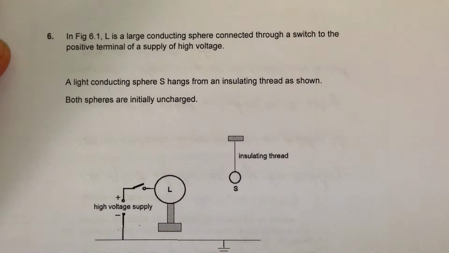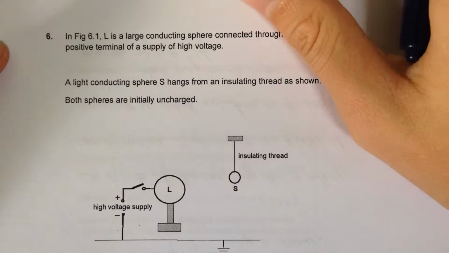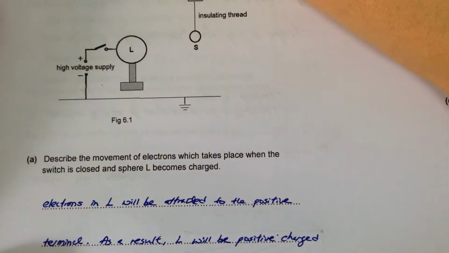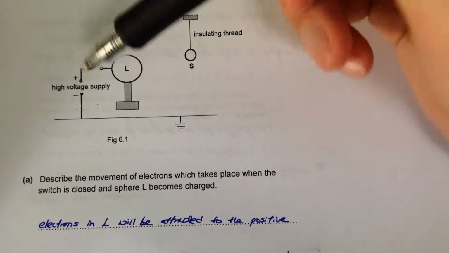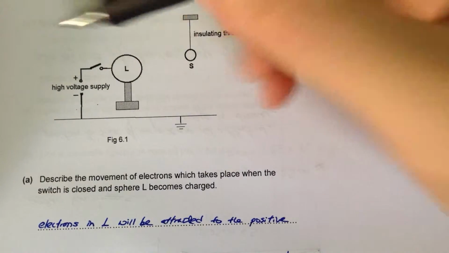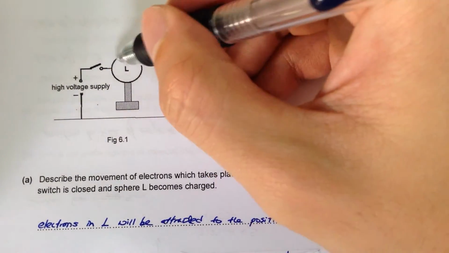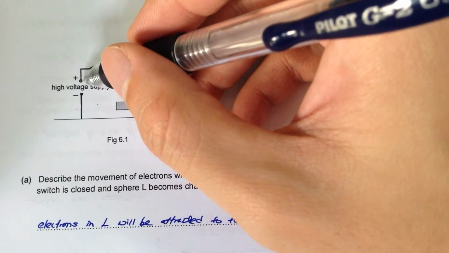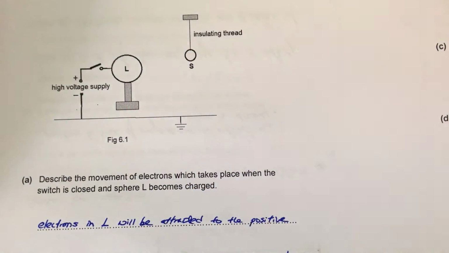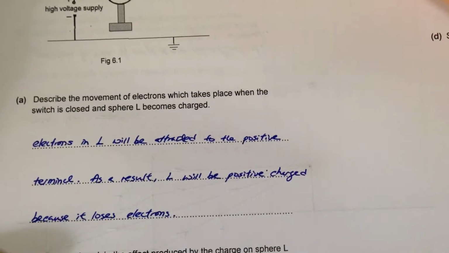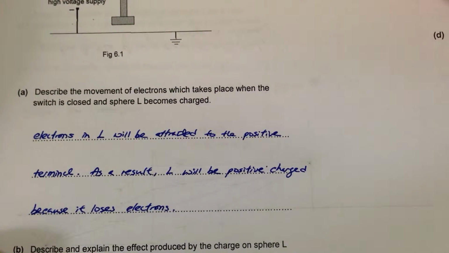Okay, question 6. Question 6 is your charges. It is pretty simple. So the first question asks you what will happen when the switch is closed. Now when the switch is closed, the electron from the sphere L will move to the positive terminal of the supply. Okay, because unlike charge attract. So what you need to describe here is quite straightforward. Just say that the electron in L will be attracted to the positive terminal.